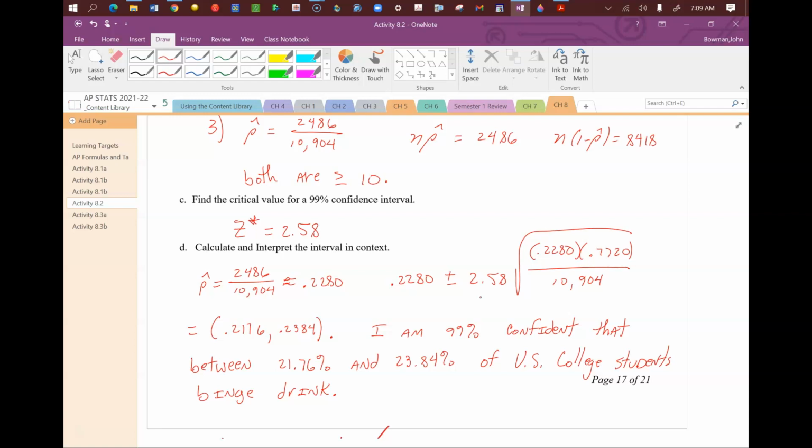And recall from section 8.1, this is how we interpret a confidence interval. In this case, I am 99% confident that between 21.76% and 23.84% of U.S. college students binge drink. Remember, we don't know for sure if that confidence interval contains the true population proportion. So it either does or it doesn't. Don't use probability, or the word probability, in your interpretation of a confidence interval.